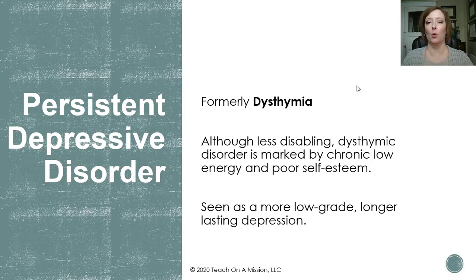Persistent depressive disorder used to be known as dysthymia, and many clinicians still refer to it as dysthymia out of habit. Although it's less debilitating, this disorder is marked by chronic low energy and poor self-esteem, and it's seen as a more low-grade but longer-lasting depression. So it's kind of like being constantly down in the dumps. If you think of the character of Eeyore on Winnie the Pooh, that's kind of persistent depressive disorder.